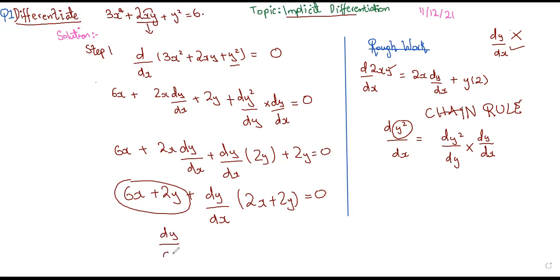Is it clear? Yes. So this is minus 6x plus 2y divided by 2x plus 2y. So this is how you were supposed to do this question. Is it clear? Yes. 100%? Yes. Very good.